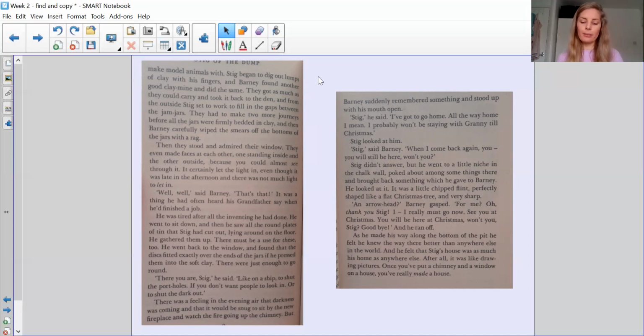But Barney suddenly remembered something and stood up with his mouth open. "Stig," he said, "I've got to go home. All the way home, I mean. I probably won't be staying with Granny till Christmas." Stig looked at him. "Stig," said Barney, "when I come back again, you will still be here, won't you?" Stig didn't answer, but he went to a little niche in the chalk wall, poked about among some things there, and brought back something which he gave to Barney.